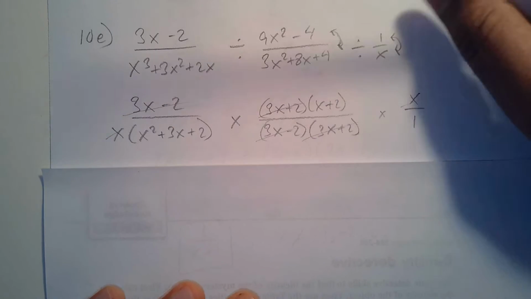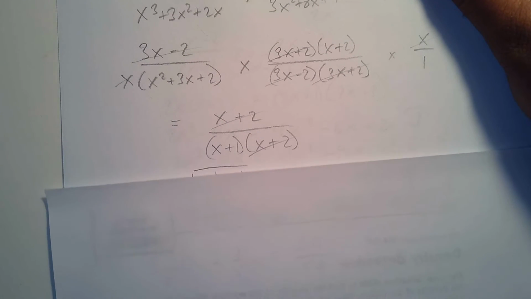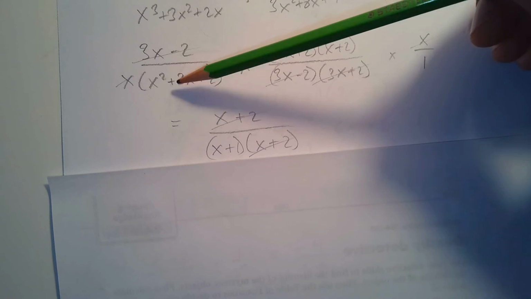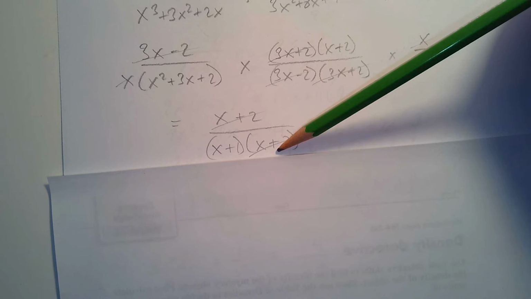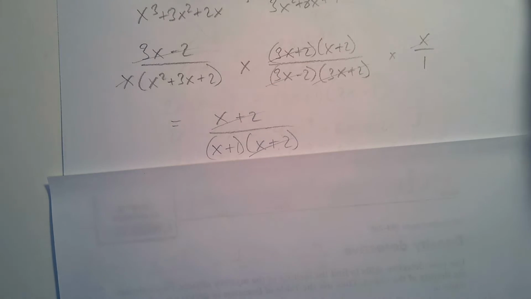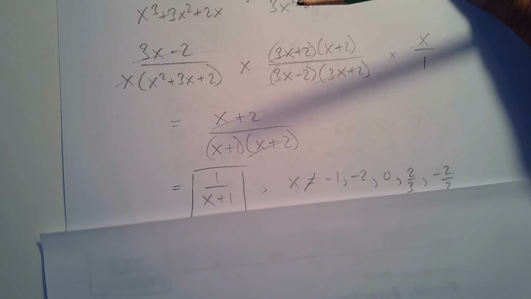So now what that's going to leave us is the x plus 2, and then this one being factored, it becomes x plus 1 and x plus 2. So the x plus 2's cancel out, and you're left with 1 over x plus 1.